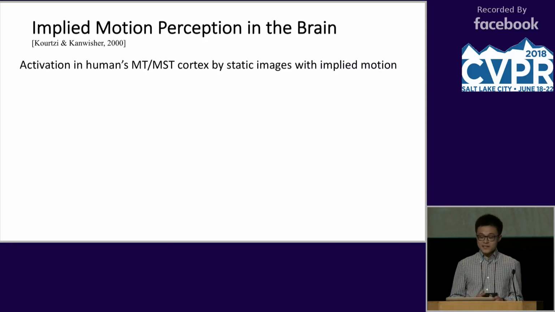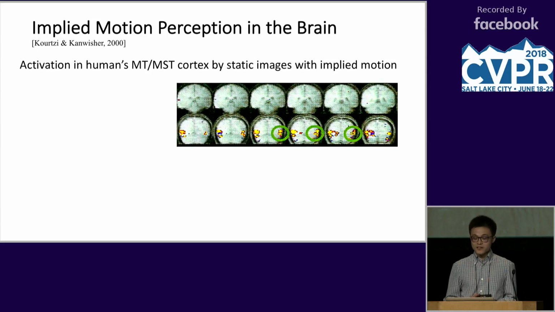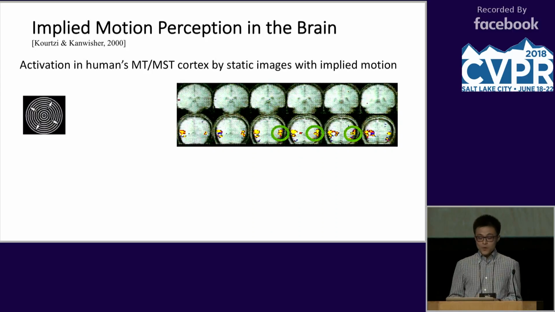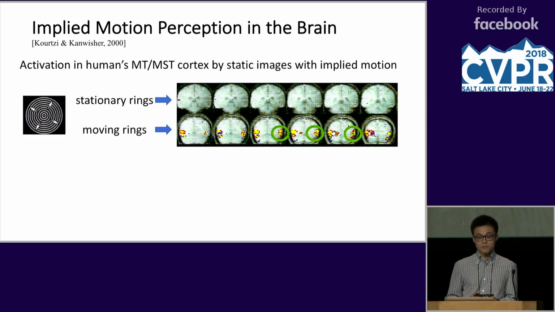Actually, a neuroscience study reports similar results. Neuroscientists examined the activation in humans' medial superior temporal cortex when showing people static images with implied motion. The MT/MST cortex is one of the main brain regions engaged in the perceptual analysis of visual motion. Here are their experimental results on anatomical images of the human brain. They used concentric rings as a visual stimulus. When they showed people the stationary rings, this region is not activated. And when they showed people the moving rings, moving at 7 degrees per second, this part of the brain is strongly activated.